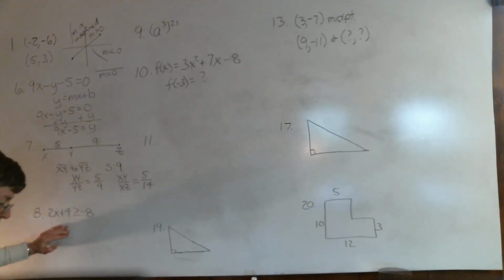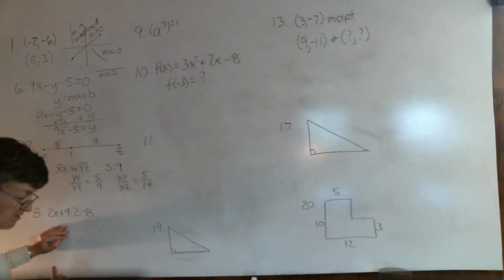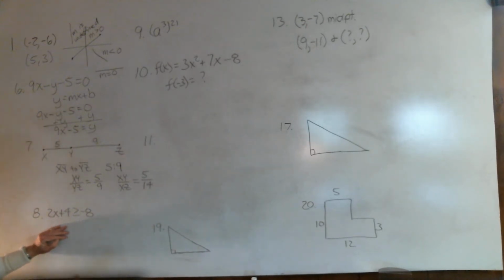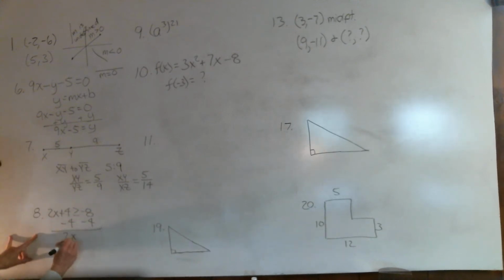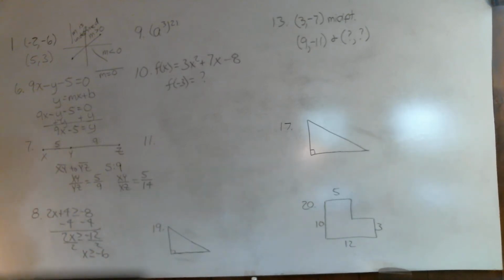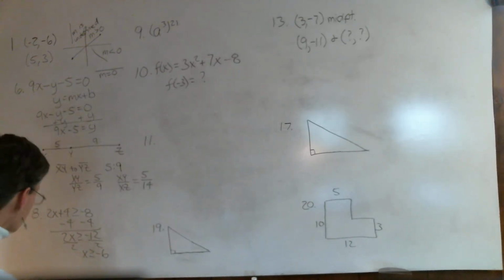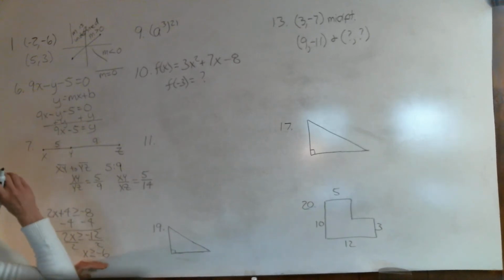Okay, so for number 8, he gives us an inequality and just asks us to solve it, basically. The solution set means we're solving, so I want to move my 4 over, and I get 2x is greater than or equal to negative 12. Then I want to divide by 2. x is greater than or equal to negative 6. You can use your calculator to help you do the adding and subtracting, multiplying and dividing, but that's the answer.